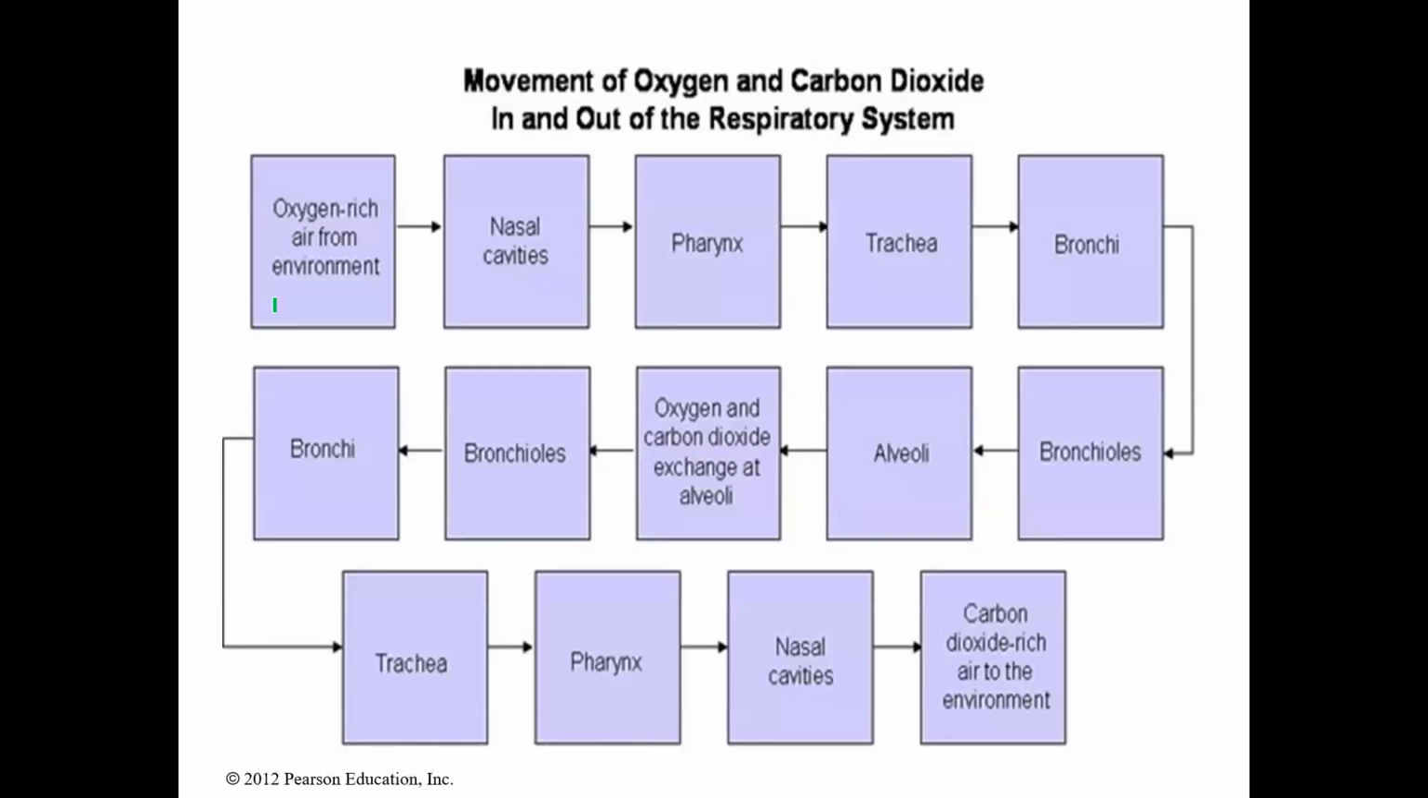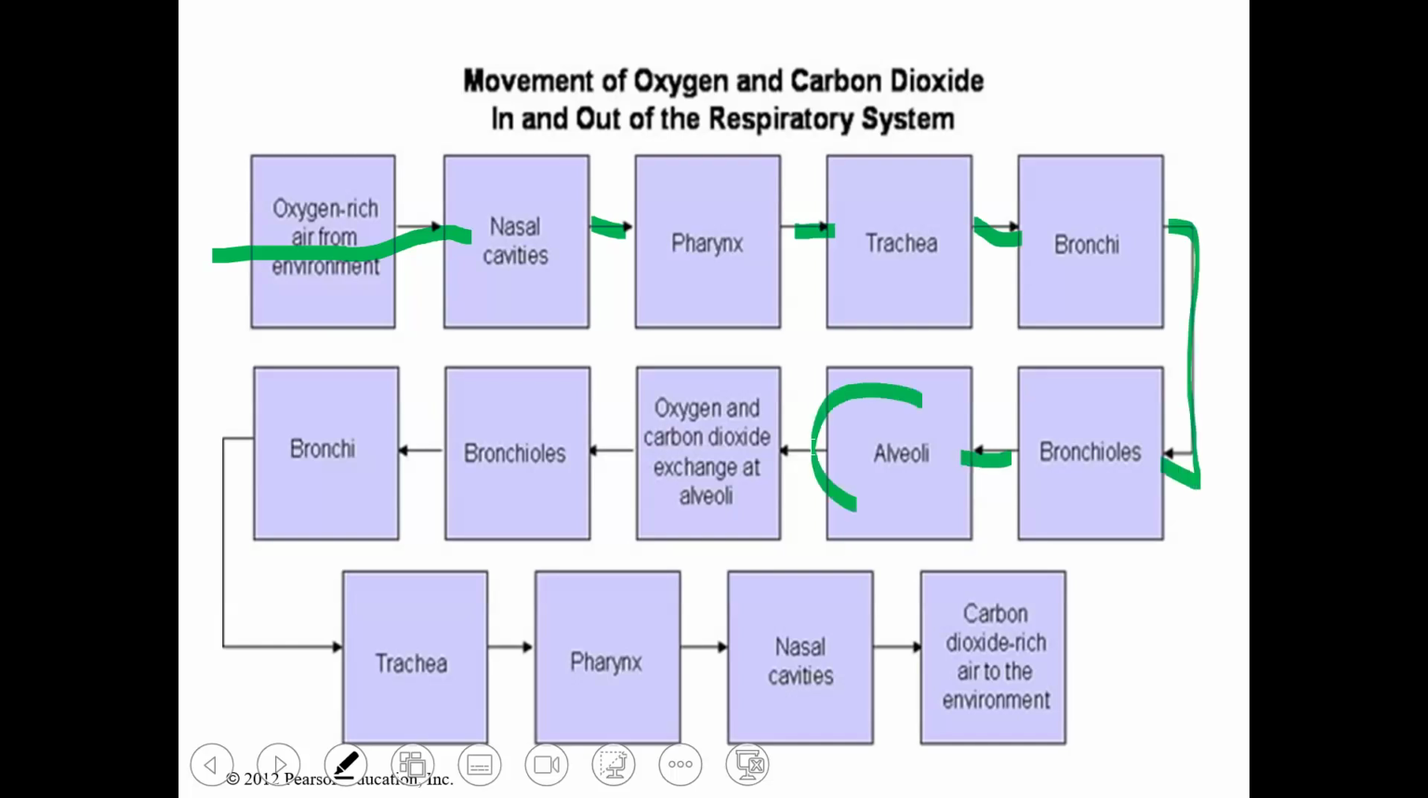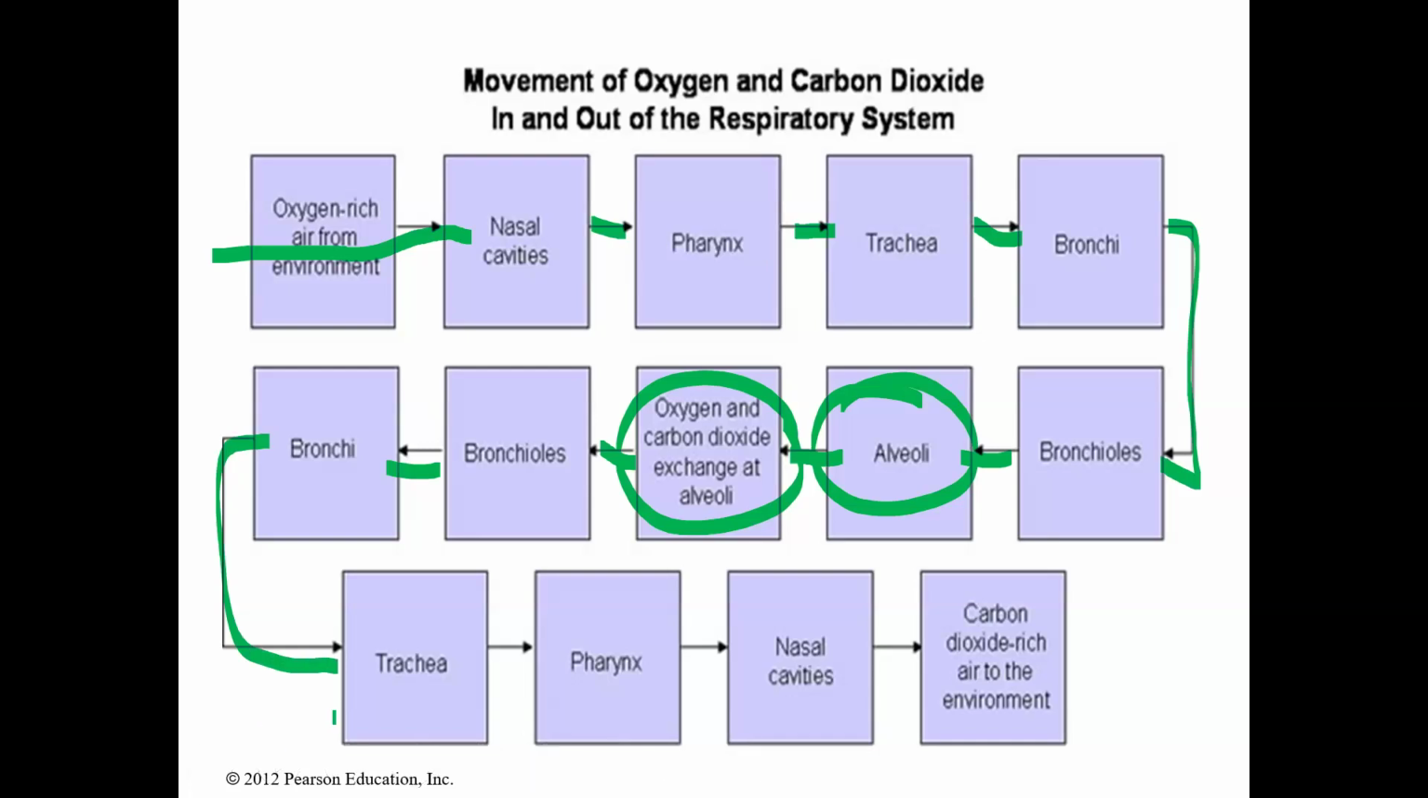I put this diagram in here for you to kind of overview. You see oxygen-rich air coming from the environment. Then we see the nasal cavities or the mouth, then the throat or the pharynx, trachea, bronchi, bronchioles, alveoli where air exchange happens, oxygen, carbon dioxide exchange at the alveoli. Then it goes back through the bronchioles, bronchi, then through the trachea again, pharynx, nasal cavities, and out.